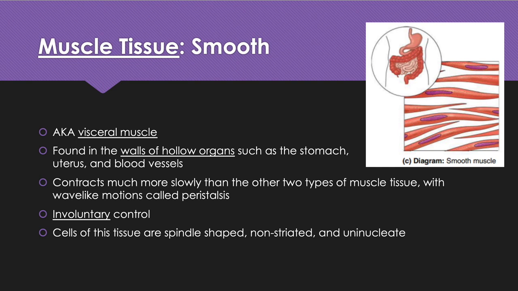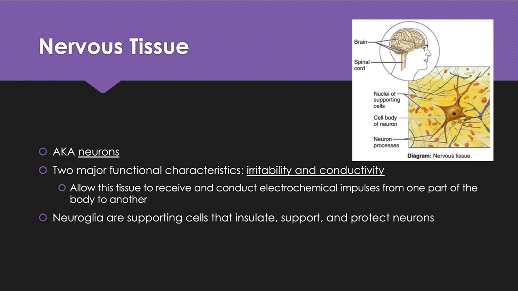And then finally we have nervous tissue. Really, nervous tissue is just your neurons. And there are two major functions to your neurons: irritability and conductivity. So these properties let your nervous tissue, or your neurons, both receive and send signals from one part of the body to the other. There are cells that help support, insulate, and protect the neurons, and those are called neuroglia cells. So here you can see what a neuron would look like. We'll focus on that specifically. The nervous system will be the first system that we cover, so we'll worry more about that then.